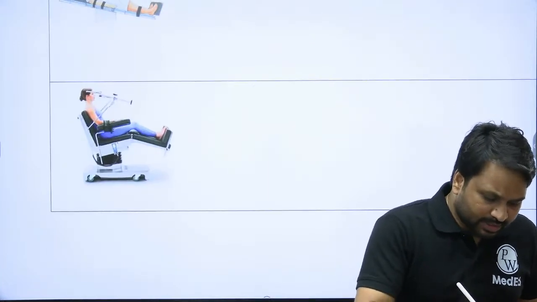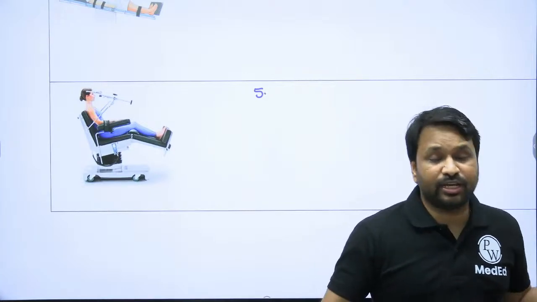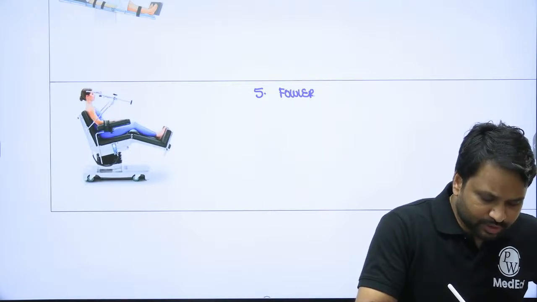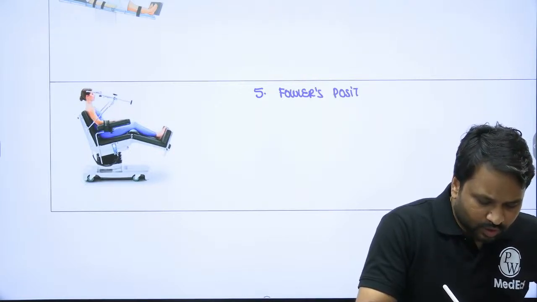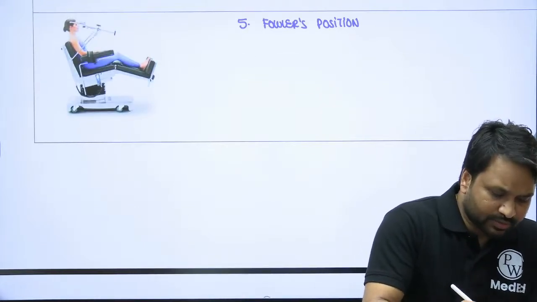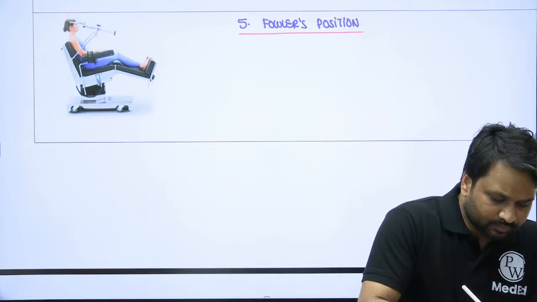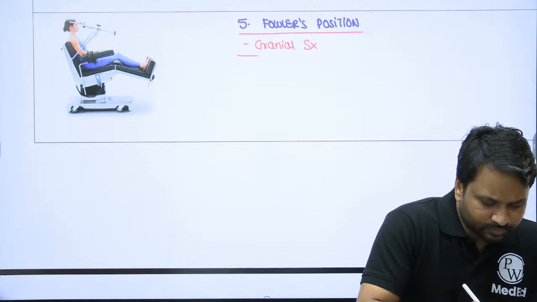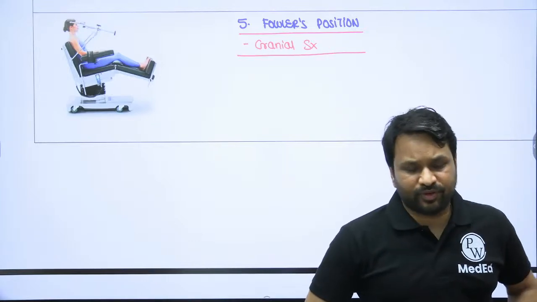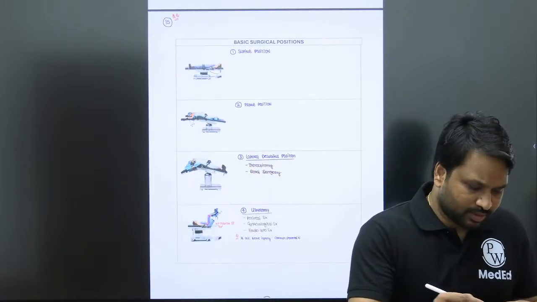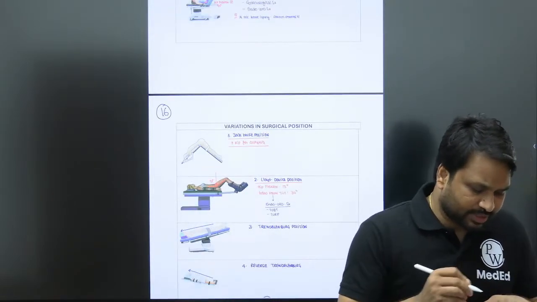Now, what is the last image that you have? Any idea? Image number 5. This is done for awake cranial surgeries, right? This is what we call the Fowler's position. The Fowler's position is performed for cranial surgery. So this was 15, and this was 16, that is the variation chart was 16.